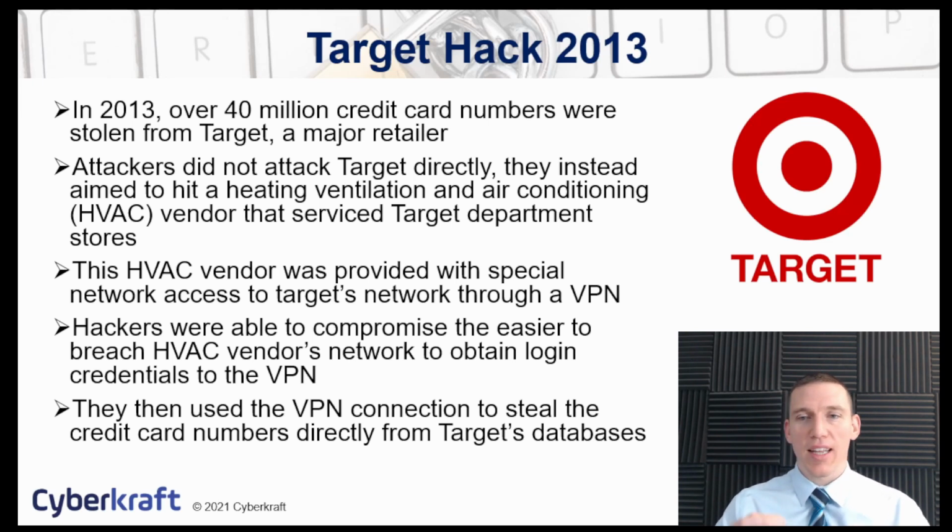So what they did, the HVAC, heating, ventilation, air conditioning provider, had a special backdoor into Target's network to help manage and administer these heating and air conditioning units in these department stores. They had a special VPN. So what the attackers did, they compromised the HVAC supplier. They found that it was much easier to compromise that network than to go after Target, who spent millions of dollars on cybersecurity. So they targeted the vendor, and from the vendor, they just accessed the Target network using the vendor's VPN.